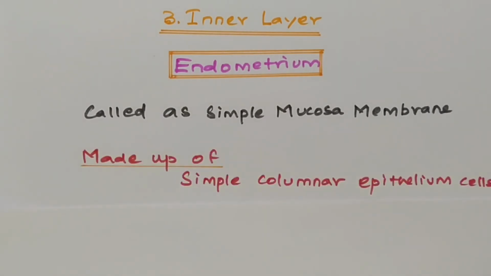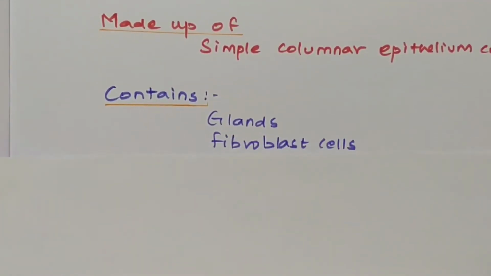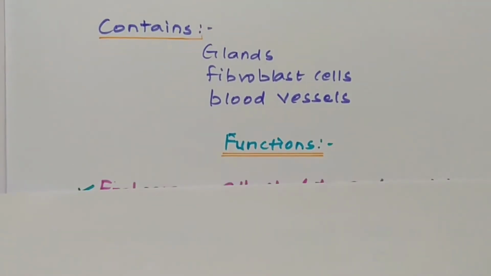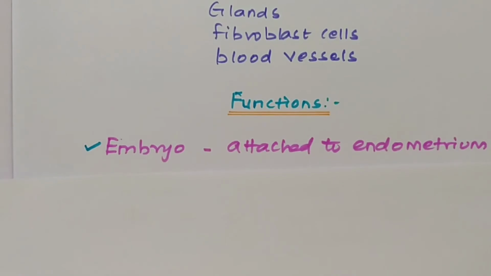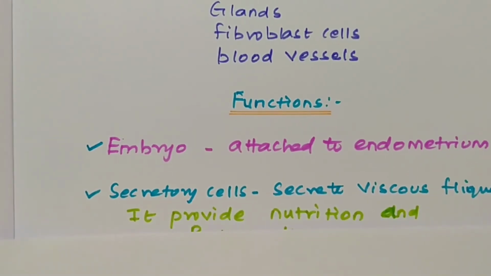It is made up of simple columnar epithelial cells, and it contains many glands, secretory cells, blastocyte cells, and blood vessels. Its main function is that the embryo gets attached to the endometrium. This process is called implantation. Because of the presence of gland cells, it secretes a viscous fluid. That viscous fluid provides nutrition as well as protects the ovum.